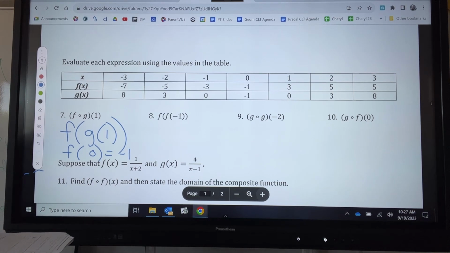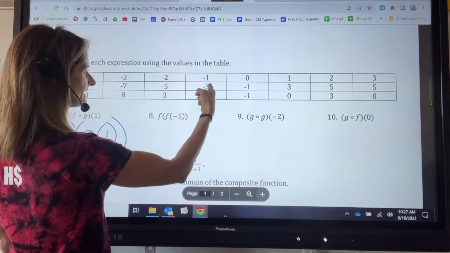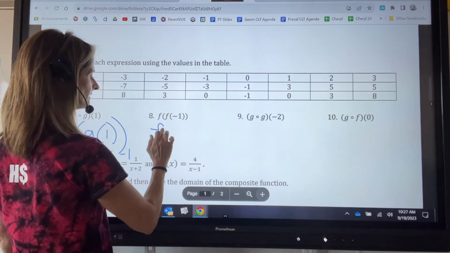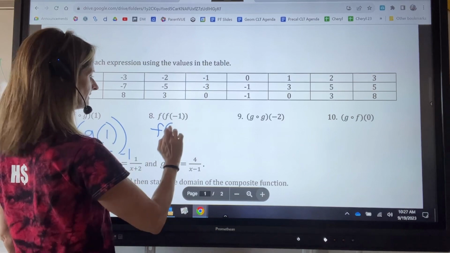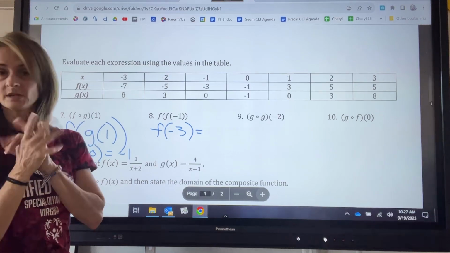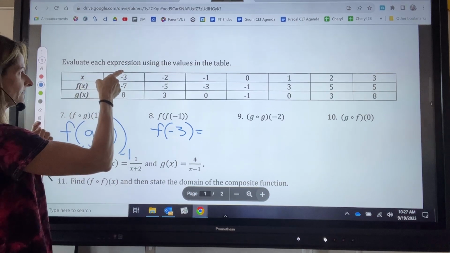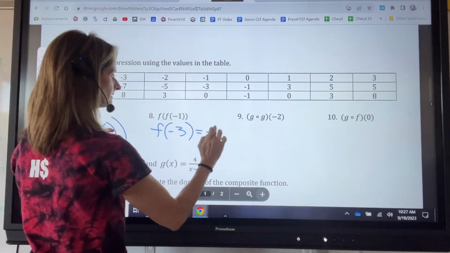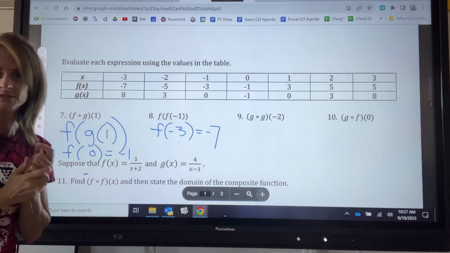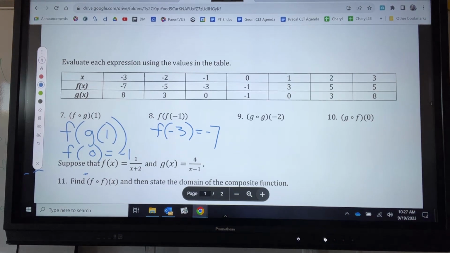Let's do one more. Let's do f of -1. All right, -1 is right here. When I plug that into f of x, I get -3. So f of -1 is -3, right? Is everybody with me so far? Now, when I plug -3 into our function, what do I get? x is -3, f of x is -7. That's how you read the table. Good? And the last one I wanted to do was number 15.